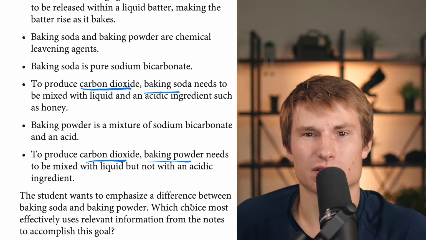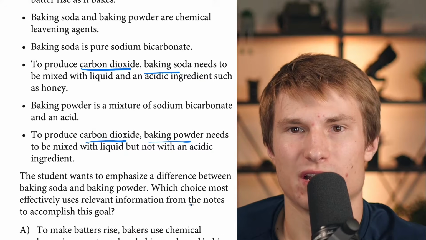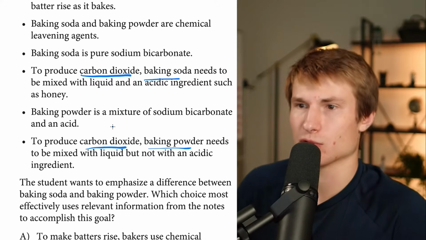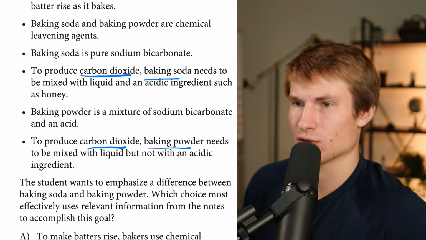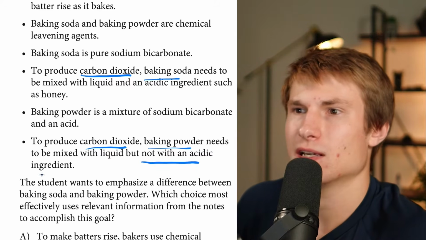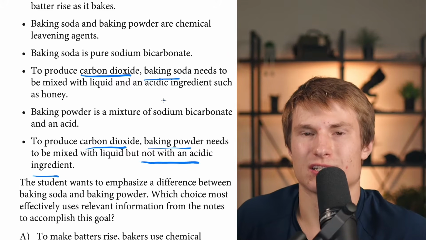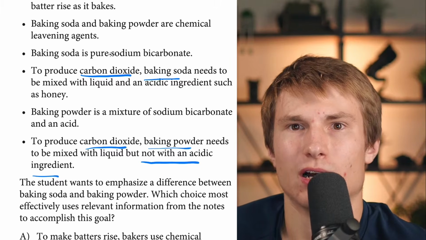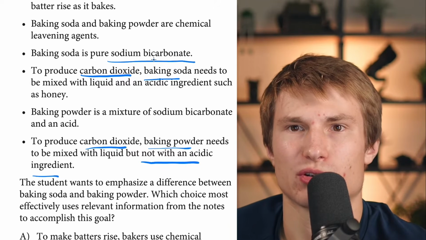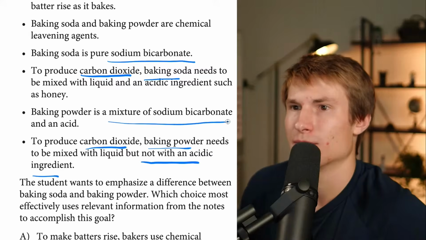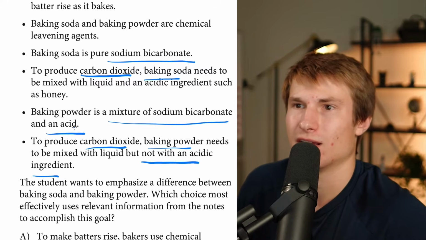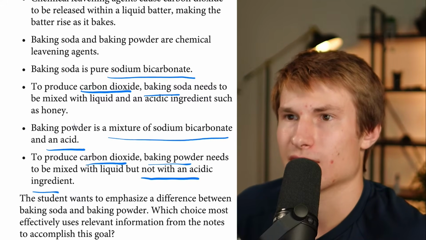All right, so we've got to produce carbon dioxide, and then we're talking about baking soda and comparing it to baking powder. Let's look at our question. The student wants to emphasize the difference between baking soda and baking powder. Which choice most effectively uses relevant information from the notes to accomplish this goal? All right, well, ultimately the big difference I'm seeing is whether or not it needs to be mixed with an acidic ingredient. They both have to be mixed with liquid. If we look here, we have baking soda as pure sodium bicarbonate. Down here we have baking powder is a mixture of sodium bicarbonate and an acid. So those would look like the main difference there.